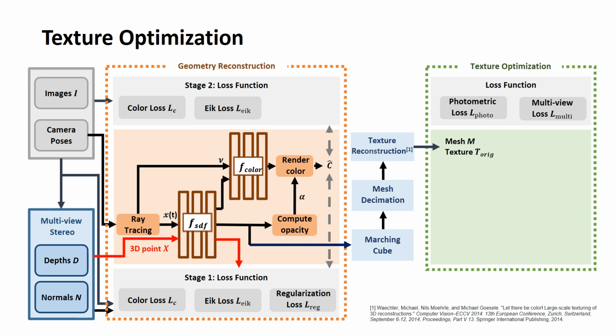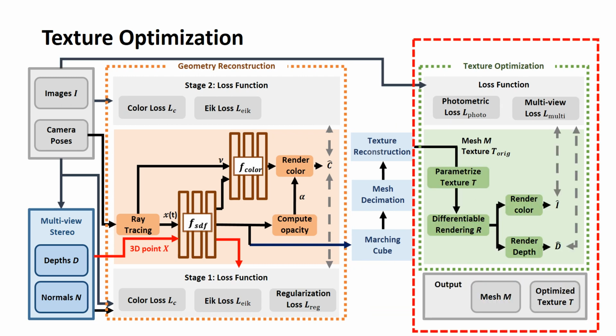After the first stage, we can extract a triangular mesh from the SDF via the Marching Cubes algorithm. Then we leverage the popular quadric mesh simplification to obtain a lightweight mesh. Given the lightweight mesh and multi-view images and camera poses, we utilize a classical texture mapping method called TextRecon to generate texture maps.